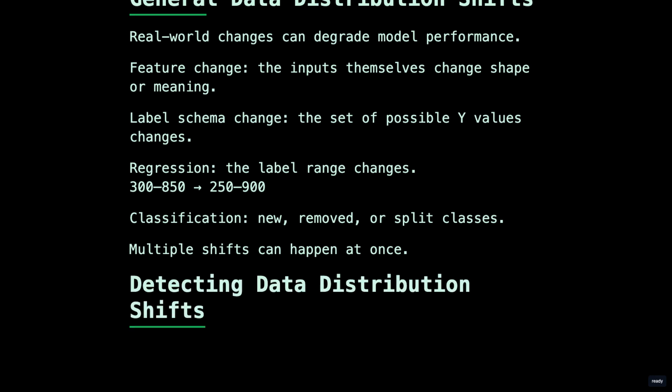Detecting a shift matters only when it starts affecting model behavior. The goal here is to watch for changes in the data, the labels, and the model's performance, so you can tell when a change is just noise and when it needs action.